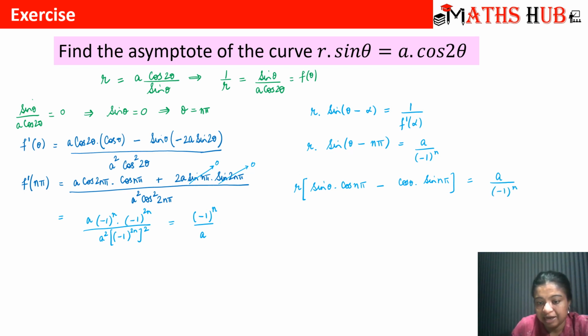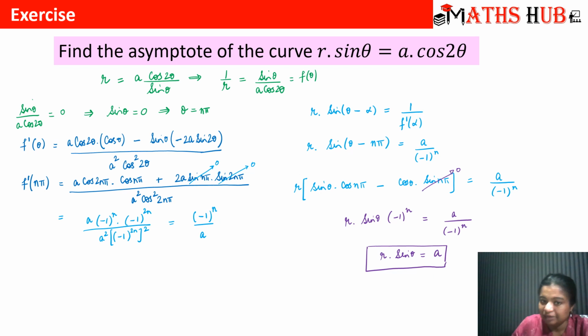So again sine n pi will become 0. So we will be left with cos n pi. So we will have r into sine theta into minus 1 raised to power n is equal to a upon minus 1 raised to power n. So you can see that both will get multiplied and it will become minus 1 to the power 2n. So that will convert into a positive number. So we will have r sine theta is equal to a. So this is your equation of asymptote, right?